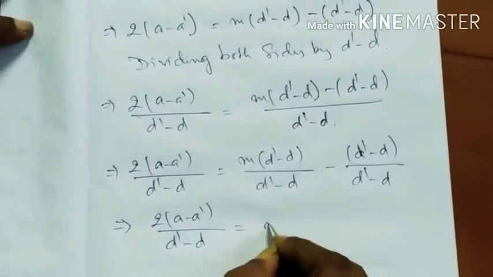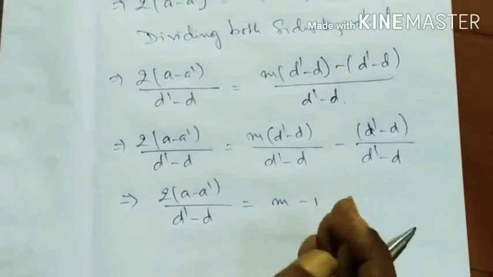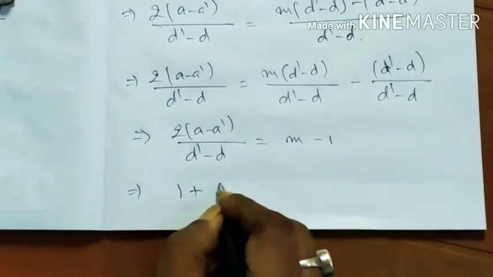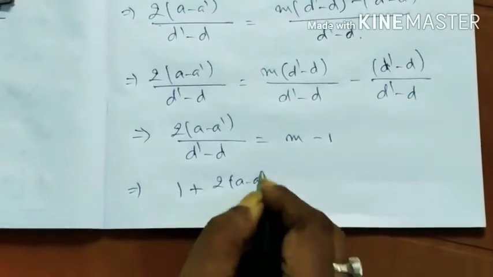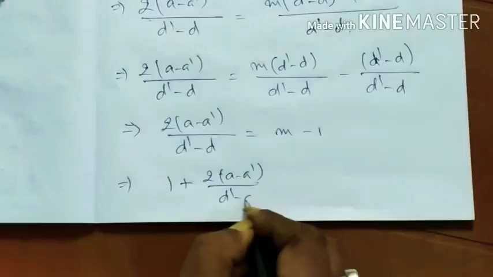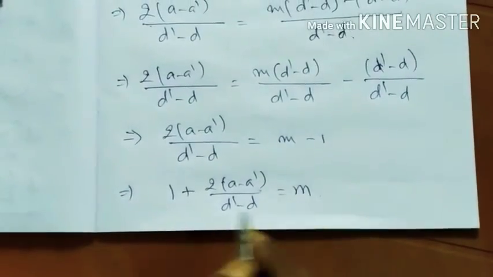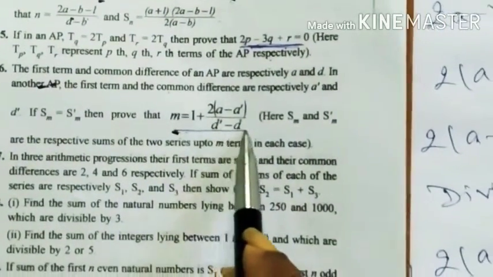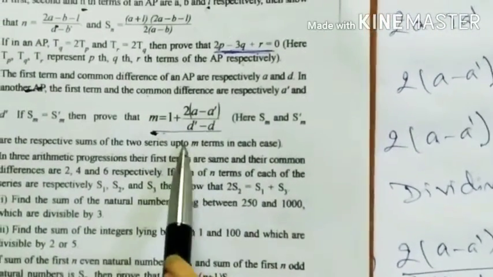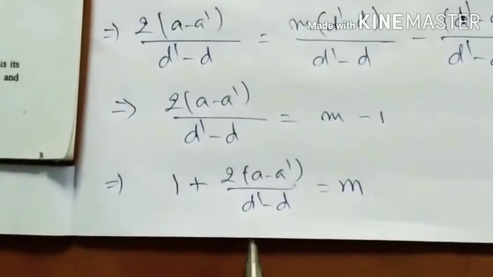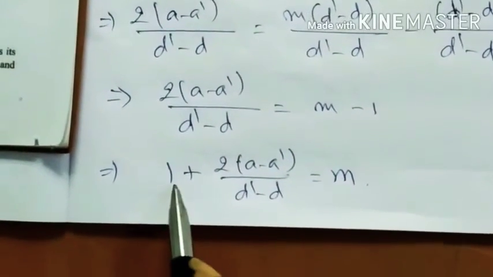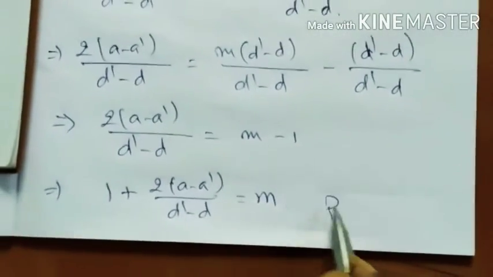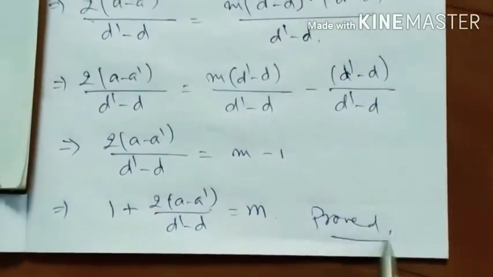cancels out, and m minus 1, and if we send m to the left side, it becomes 1 plus 2 bracket a minus a dash by d dash minus d is equal to m. Now see what we have to prove here. m is equal to 1 plus 2 bracket a minus a dash by d dash minus d. So m is equal to 1 plus 2 bracket a minus a dash by d dash minus d. Proved.